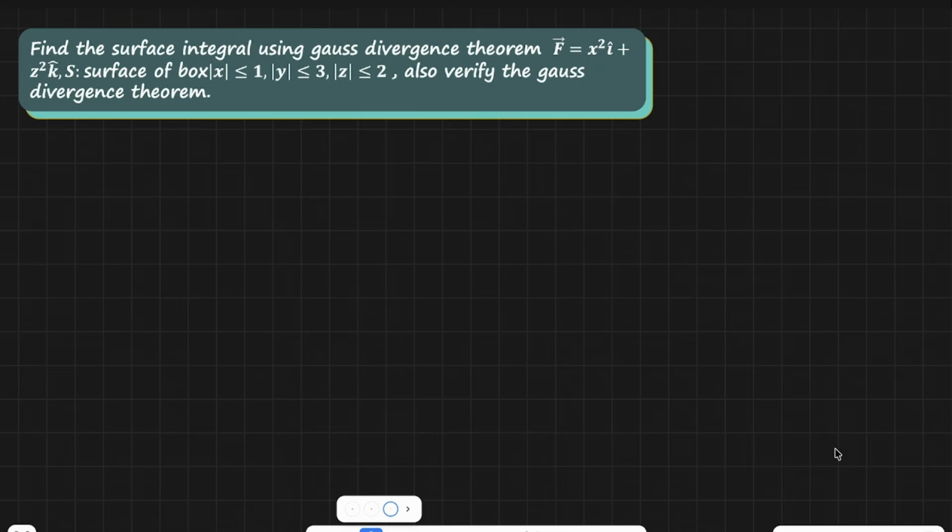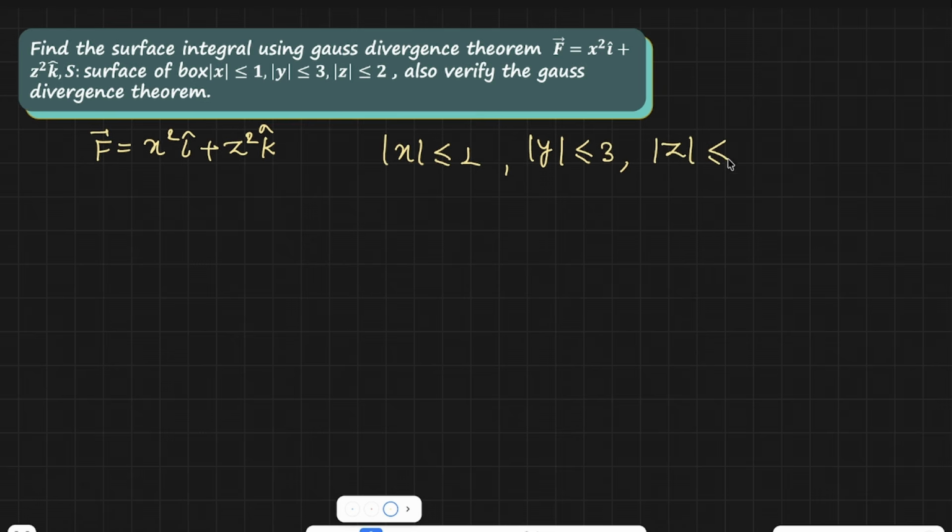Next, the question can be asked in the form of: find the surface integral using Gauss divergence theorem, where F is this. This is your F, that is x square i cap plus z square k cap plus 0 j cap. The surface is the box: mod of x is less than or equal to 1, mod of y is less than or equal to 3, mod of z is less than or equal to 2, which means it is a cuboid.